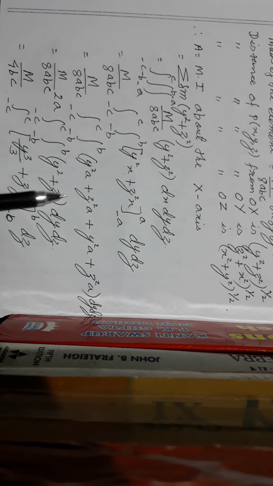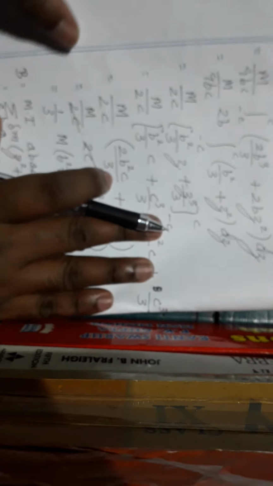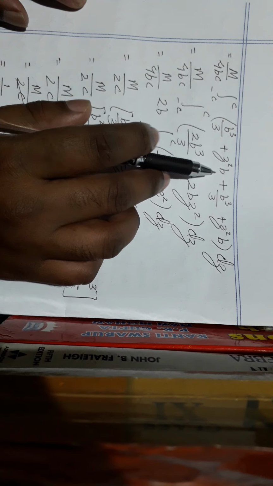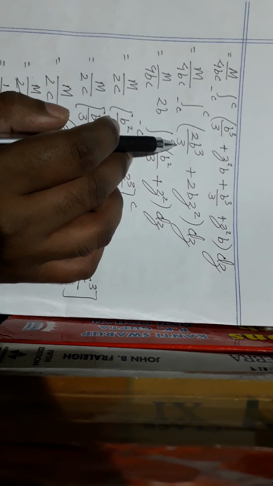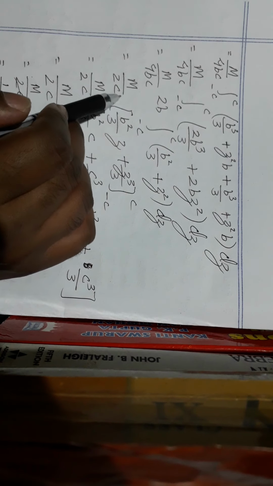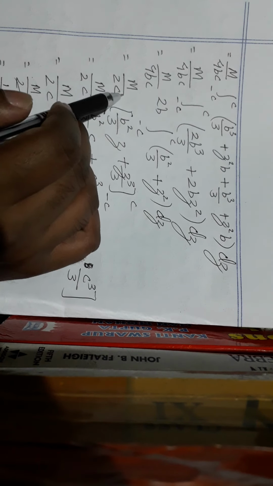If we integrate this with respect to y, we get y cubed by 3 plus z squared y, with the limits minus b to b. After putting this limit, we get 2b cubed by 3 plus 2b z squared. We take 2b common, and we are left with b squared by 3 plus z squared dz. We cancel this, and we get m by 2c.